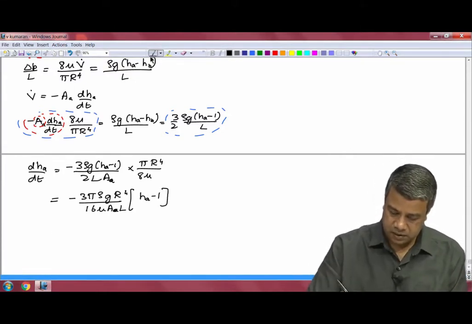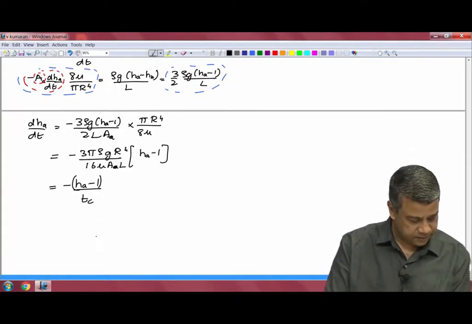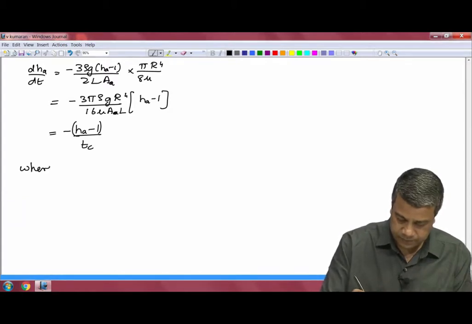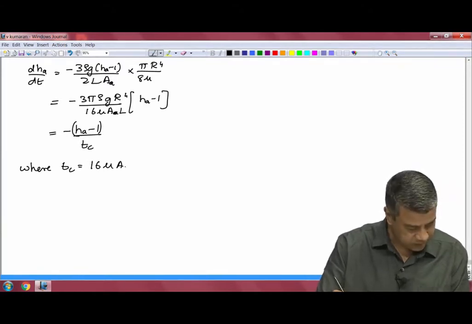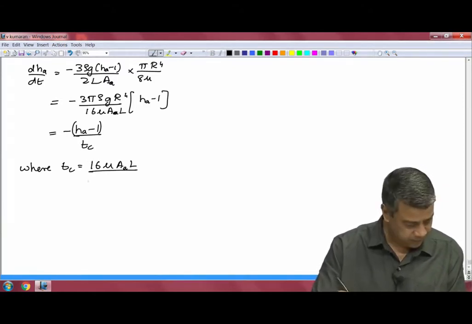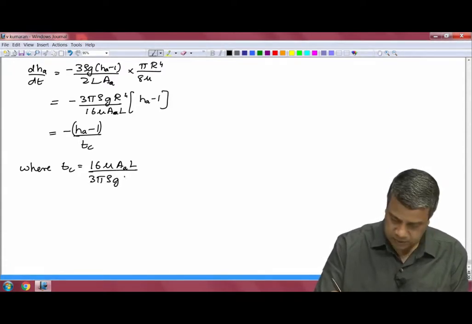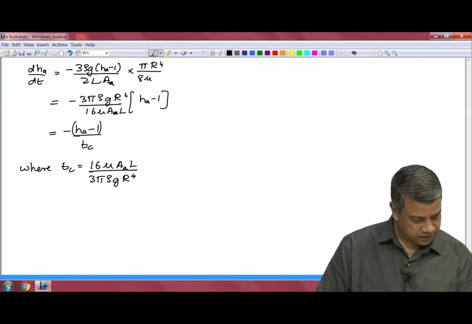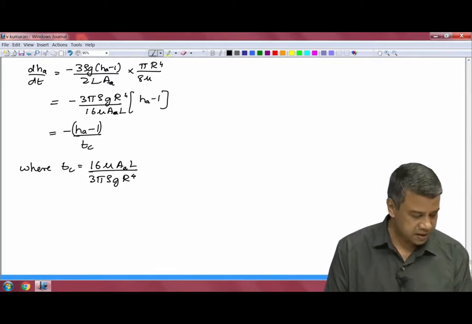And I can write this as minus (H_A minus 1) by the characteristic time Tc, where Tc is equal to 16 mu A L by 3 pi rho G r power 4. I will leave it as an exercise for you to verify that this actually has the same dimension as time.